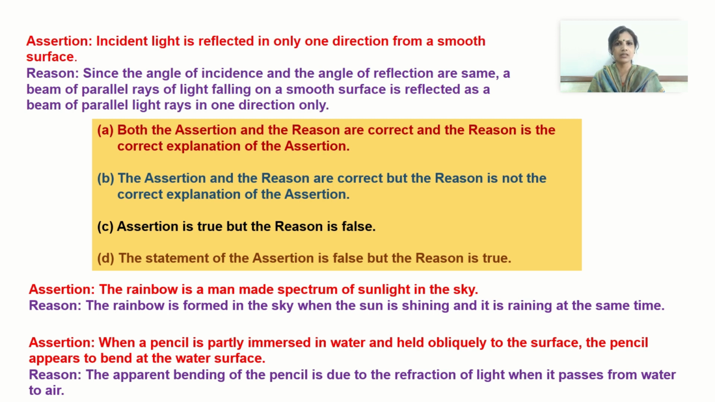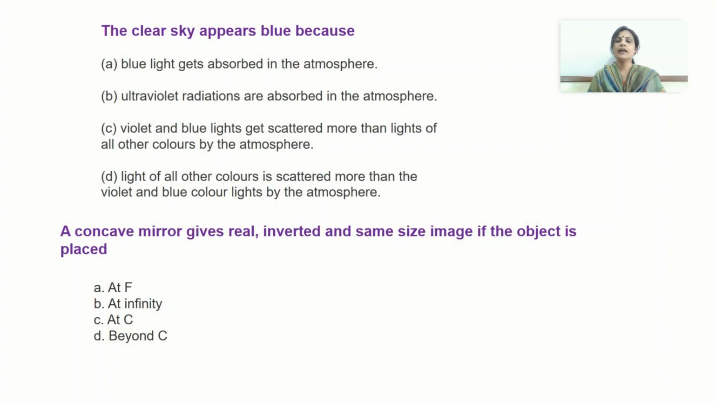Okay, next is: the clear sky appears blue because, and see the options given over there. Sky appears blue in color, and we have learned this. Why does the sky appear blue in color? It's because the blue and the violet light gets scattered more than the light of other colors by the particles which are present in the atmosphere. So option C is the correct option.